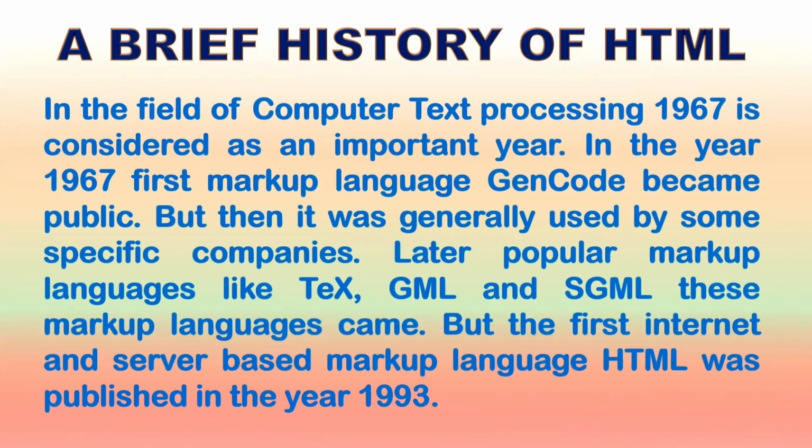Now let's check a brief history of HTML. In the field of computer text processing, 1967 is considered an important year. In 1967, the first markup language, GenCode, became public, but it was generally used by some specific companies. Later, popular markup languages like TeX, GML, and SGML came. But the first internet and server-based markup language, HTML, was published in the year 1993.